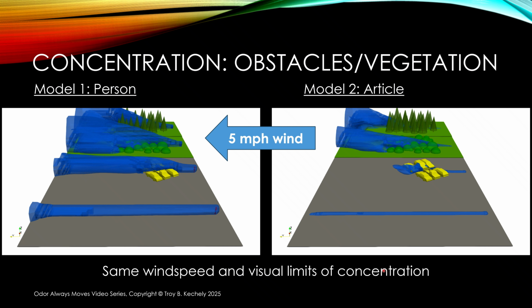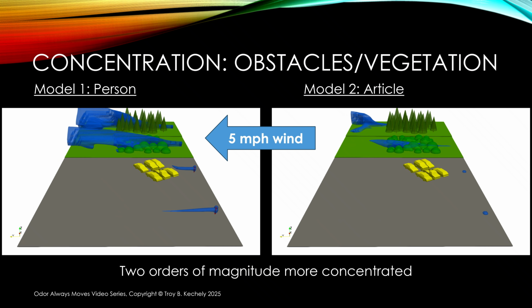This is the same wind speed and visual limits of concentration, but this one is the person, so you can see the amount being released, and this one is the article. You can see that there is a substantial difference in the amount of gas being released. But again, this is just percent volume. That's just saying that the odor is here in relation to the percent volume. It's not necessarily the quantity of it in terms of mass or molecules.